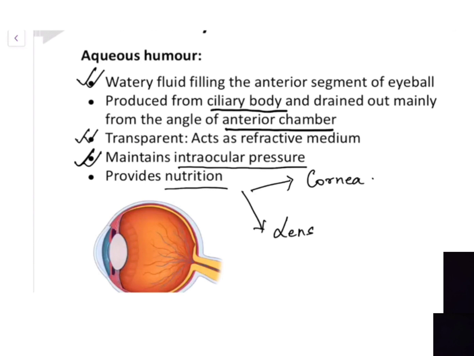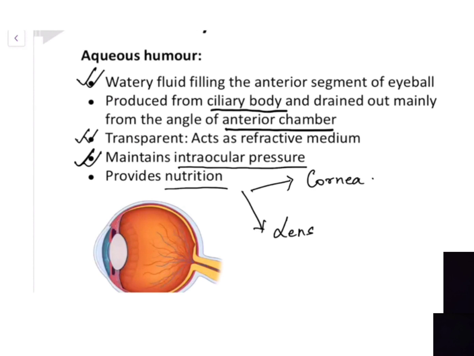So then what are the functions of the aqueous humor? What did we learn? It has three important functions. It acts as a refractive medium, it helps to maintain the intraocular pressure, and number three, it is also responsible for providing nutrition to the cornea and the lens. Right? So this is the watery fluid that is filling what? It is filling the anterior segment, or the front part of the eye.